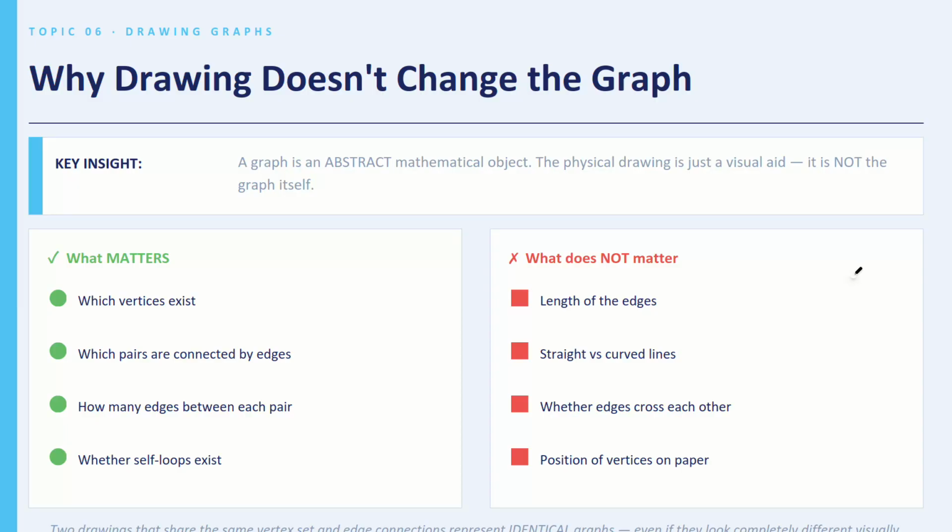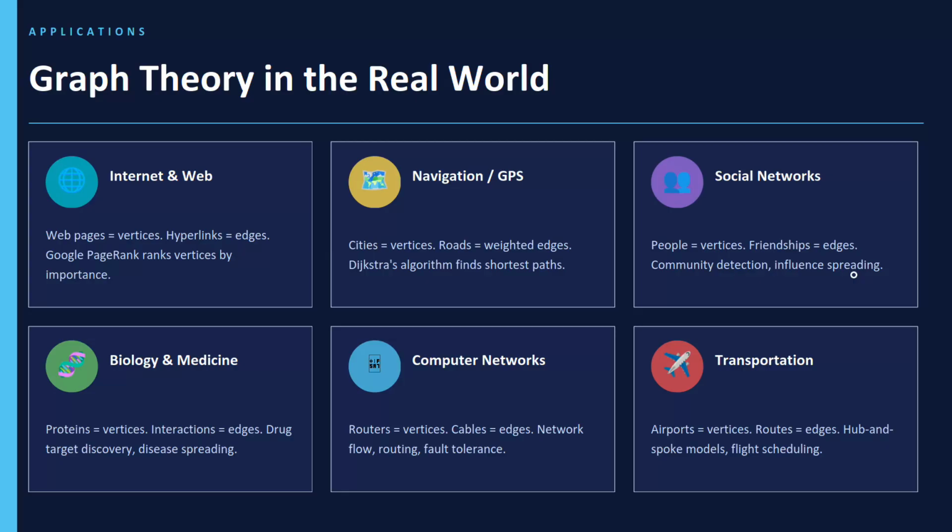Now here, if you see, graph theory is used in a lot of real world applications. In the internet and web, web pages are considered to be vertices and hyperlinks are considered to be the edges. In GPS and navigation, cities are considered to be vertices, and the roads connecting these cities are considered to be the weighted edges.